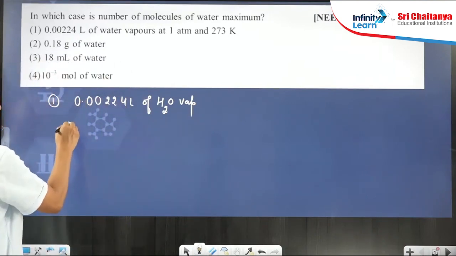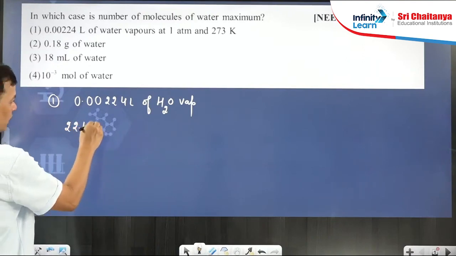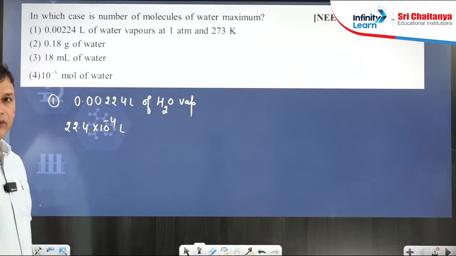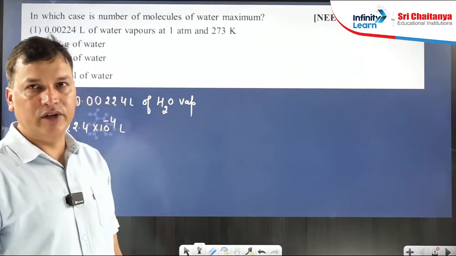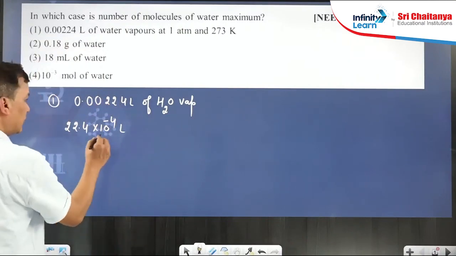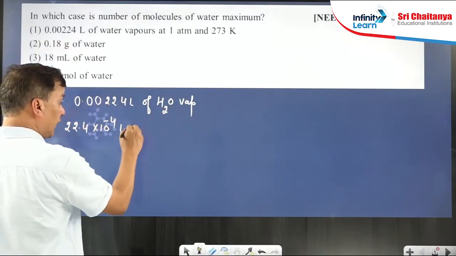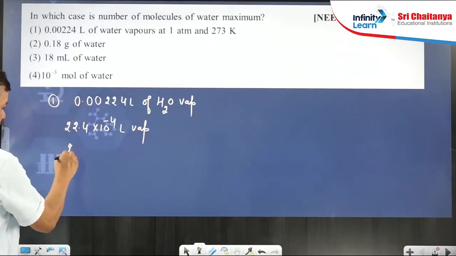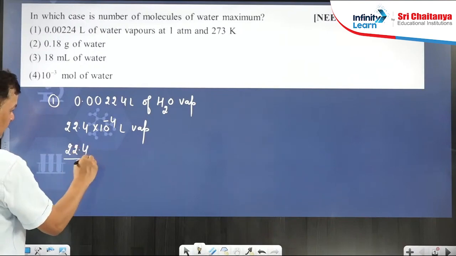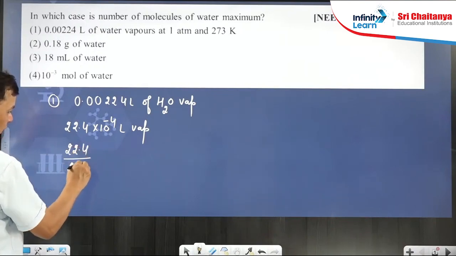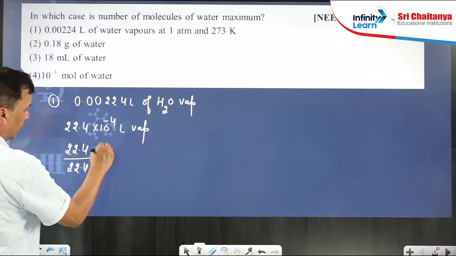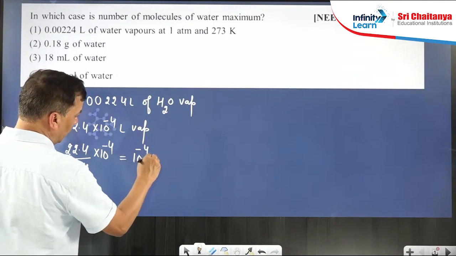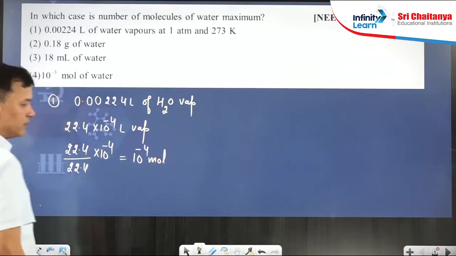Now this can be written as 22.4 into 10 raised to power minus 4 liters. First of all, we have to change this into moles. That is liters, gaseous vapors are there. So, dear student, we can find the number of moles: 22.4 into 10 raised to power minus 4 divided by the molar volume 22.4, so that is equal to 10 raised to power minus 4 moles of water vapors.